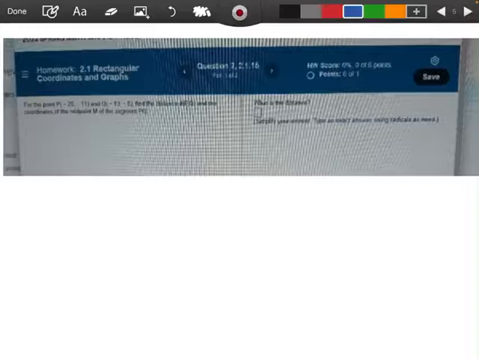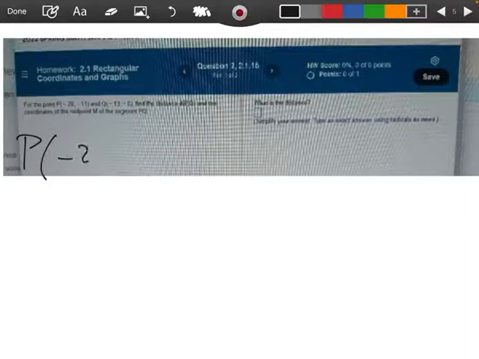So y'all, this is a problem out of the homework for 2.1, and it says let the point P that has coordinates negative 20 and negative 11, and Q, which has coordinates negative 3 and negative 8. We want to find the distance, and then we're going to find the coordinates of the midpoint. Okay, so let's do it like this. Let me get my pen going here.